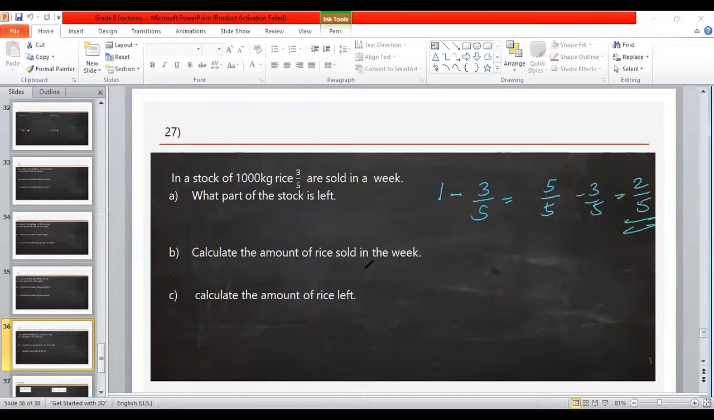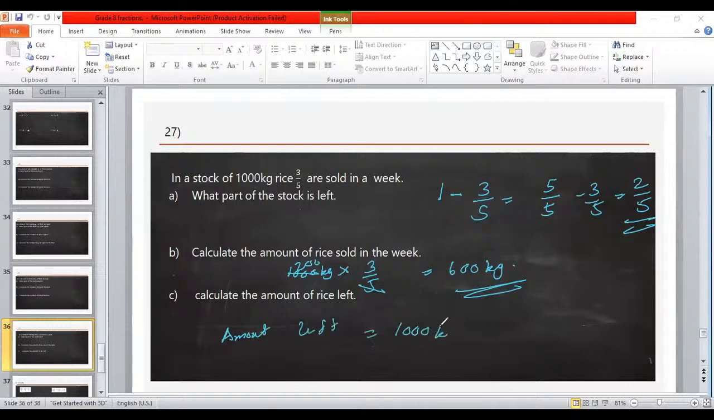Calculate the amount of rice sold in the week. It means 1,000 kilogram rice, 3/5 are sold in a week. 3 over 5. How much then? 600 kilogram was sold. Calculate the amount of rice left. 400 kilogram.